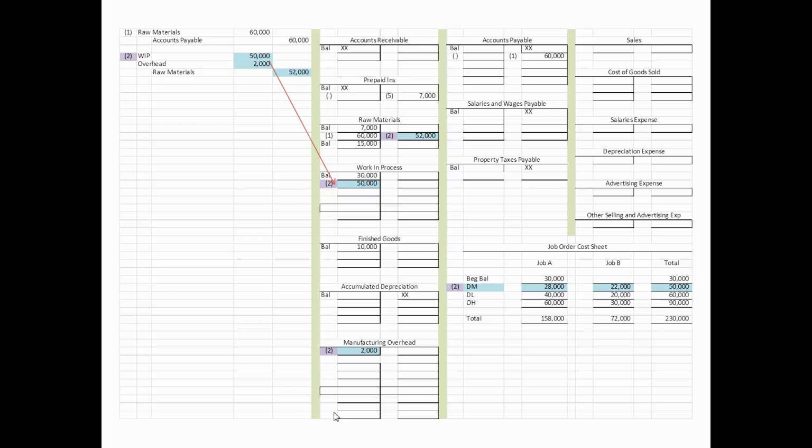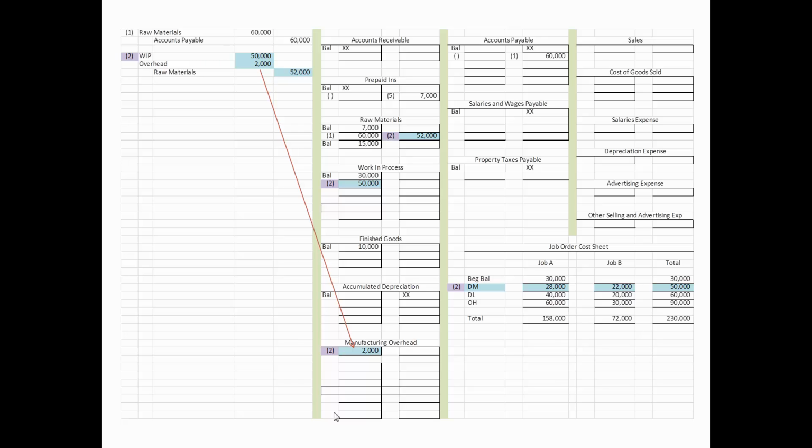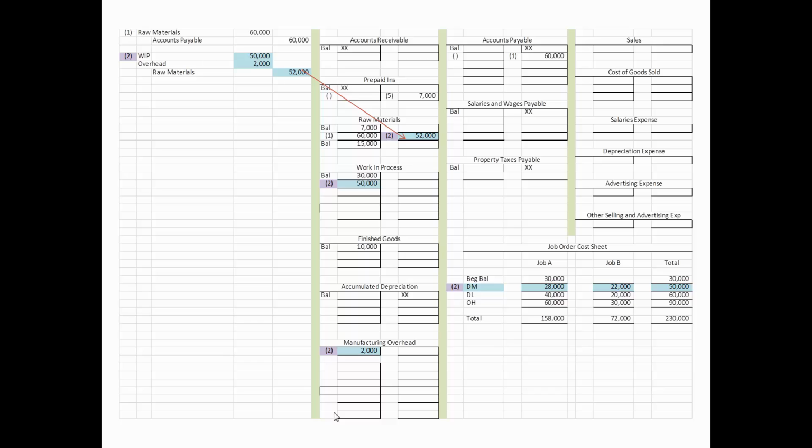So we had direct materials in the amount of $50,000, overhead in the amount of $2,000 representing the indirect materials, $52,000 representing the raw materials that have now been added to work in process. And now we have a balance of $15,000. And we can also see that the direct materials were recorded on the job order cost sheet.